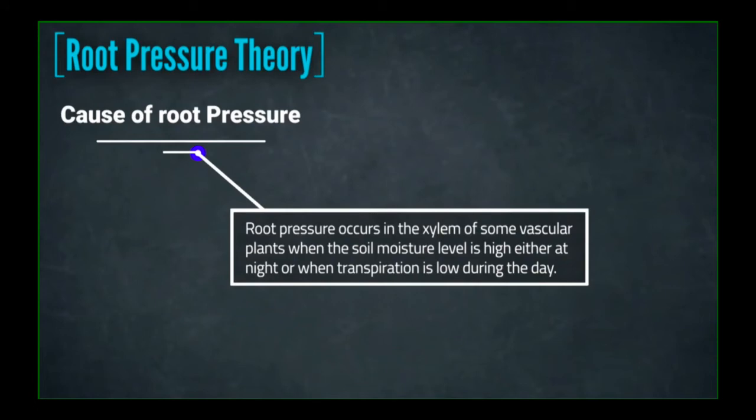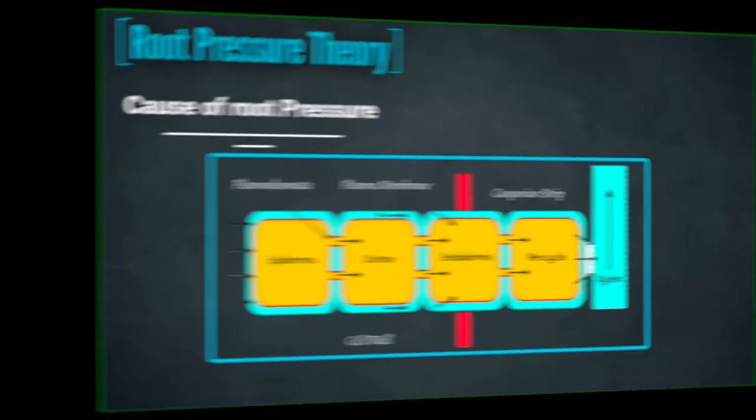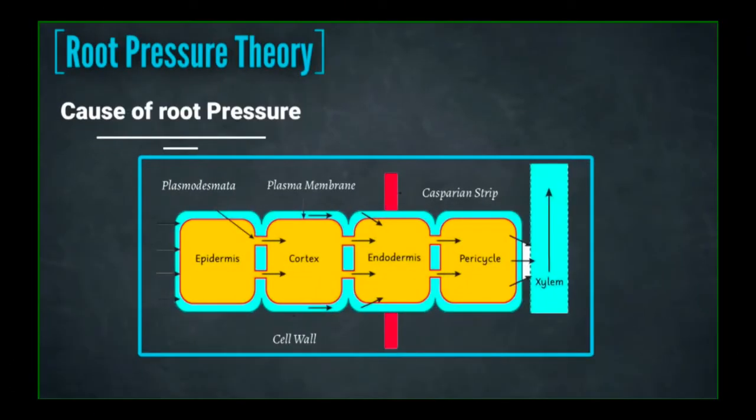Now, the cause of root pressure. The root pressure occurs in the xylem of some vascular plants when the soil moisture level is high, either at night or when the transpiration is low during the day. At that time, the accumulation of mineral ions in the cell lowers the osmotic potential of the cell. As a result, water is transported from the soil to the cell. The movement of water from the soil to the cell and gradually to the cells of the cortex leads this water to reach just before the cortical layer of the endodermis.